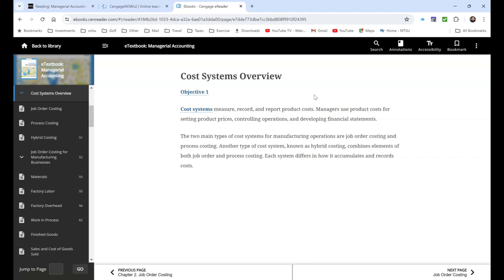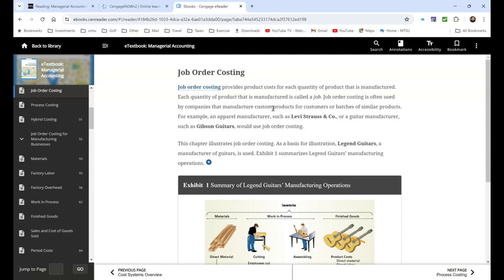So you have cost systems that measure, record, and report product costs. Managers use product costs for setting product prices, controlling operations, and developing financial statements. The main types are job order and process costing. The job order provides product costs for each quantity of a product that is manufactured. Each quantity of product is called a job.